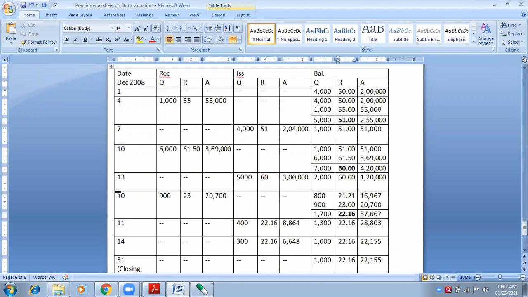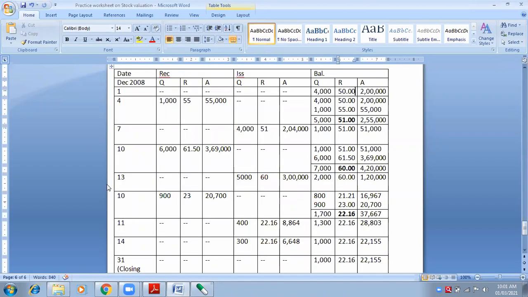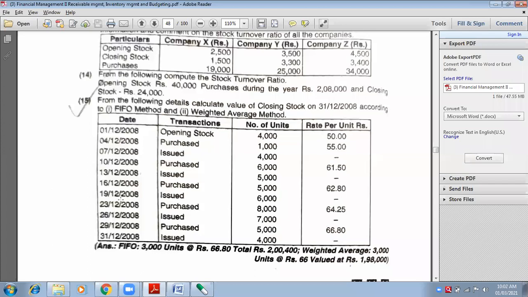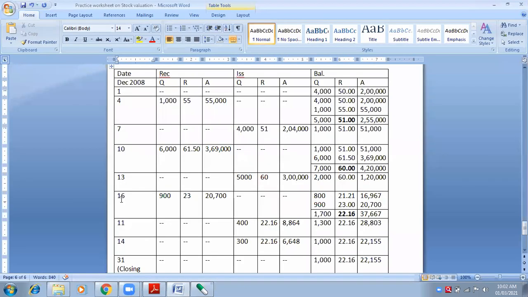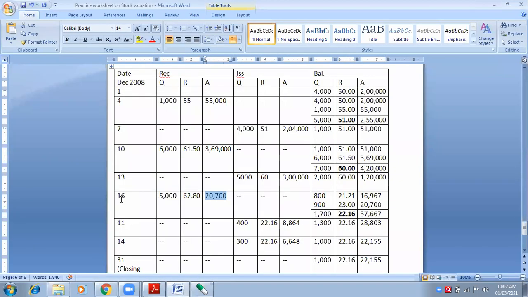Now let us come to the next date, 16th. How much is purchased? 5,000 units at the rate 62.80. So what is the amount? 3,14,000.